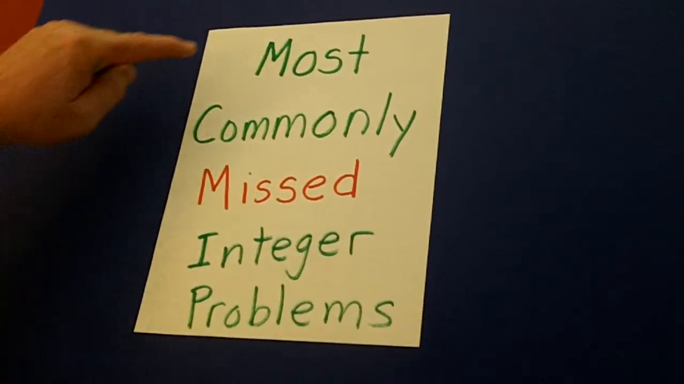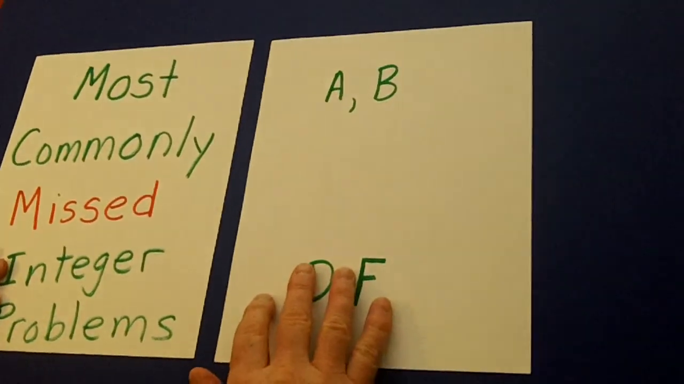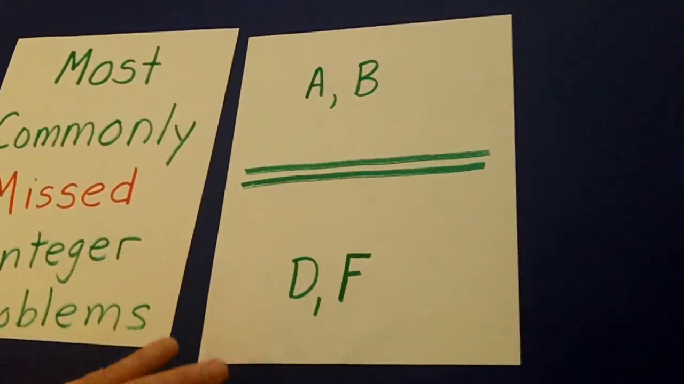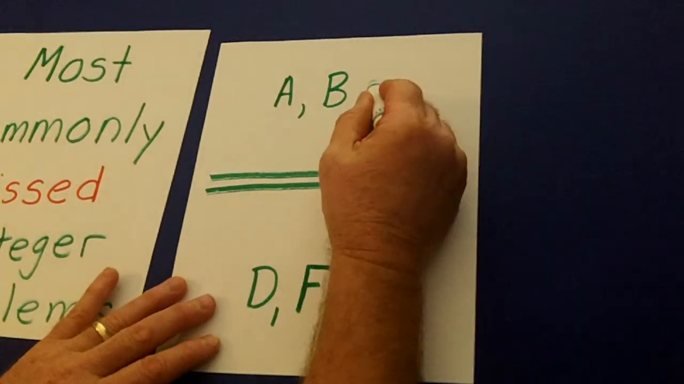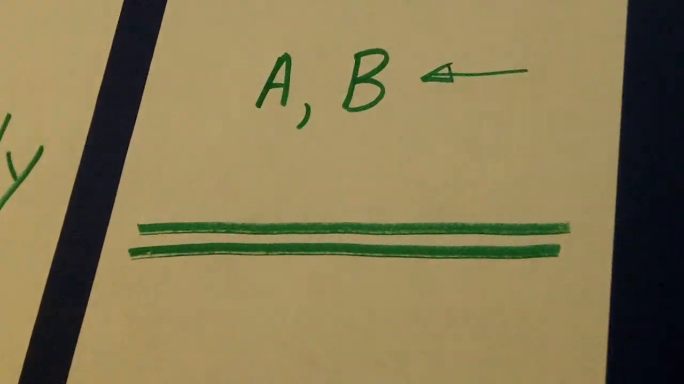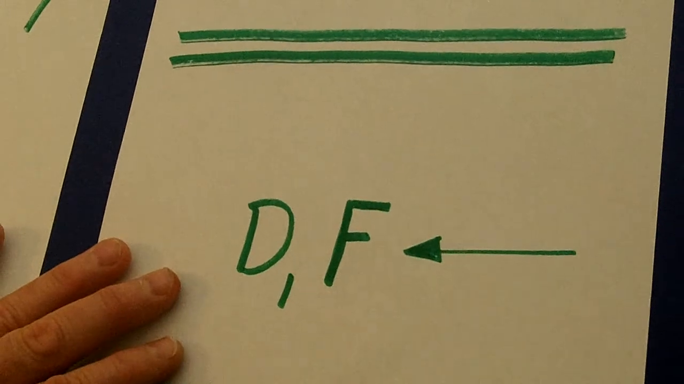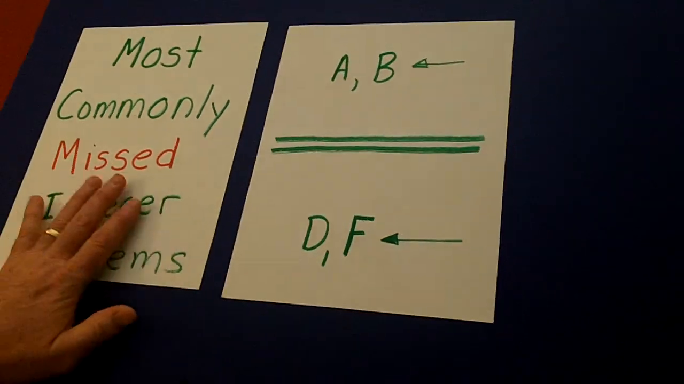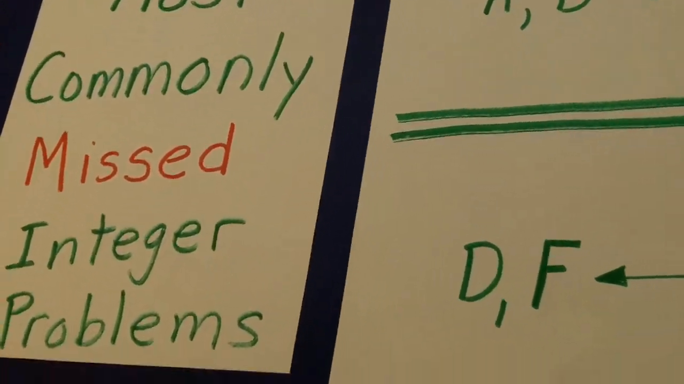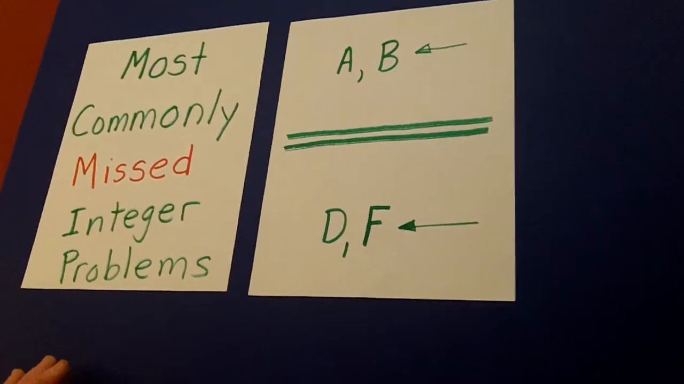Okay, now we're going to go to our most commonly missed integer problems. Now think about this. If you can understand what we're going to go over here, you're going to be the type of student who's going to get an A or a B. But if you can't master these problems, then you're looking more like a D or an F. That's why I bring up this topic. It's so important because you have to understand all the different situations of integers or you're going to come up with a grade that you do not want.